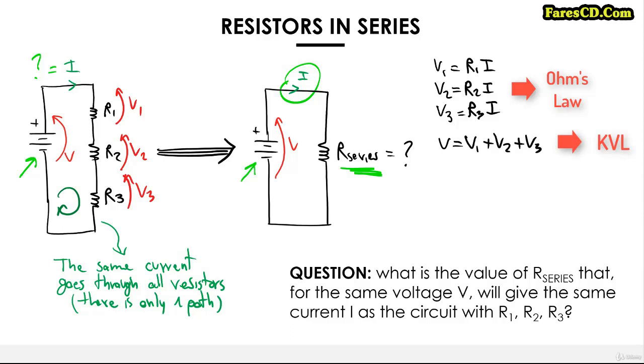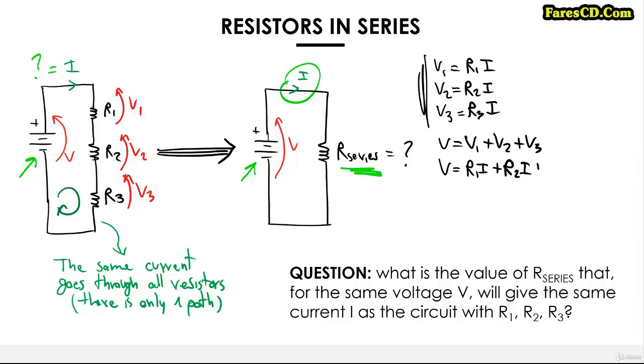Now you can see that we have all the elements, right? We define V as a function of V1, V2, V3, and V1, V2, V3 have been defined as a function of R1, R2, R3, and I. So if we replace V1, V2, V3 with their definitions from these three equations, we get V is equal to R1 multiplied by I, plus R2 multiplied by I, plus R3 multiplied by I.